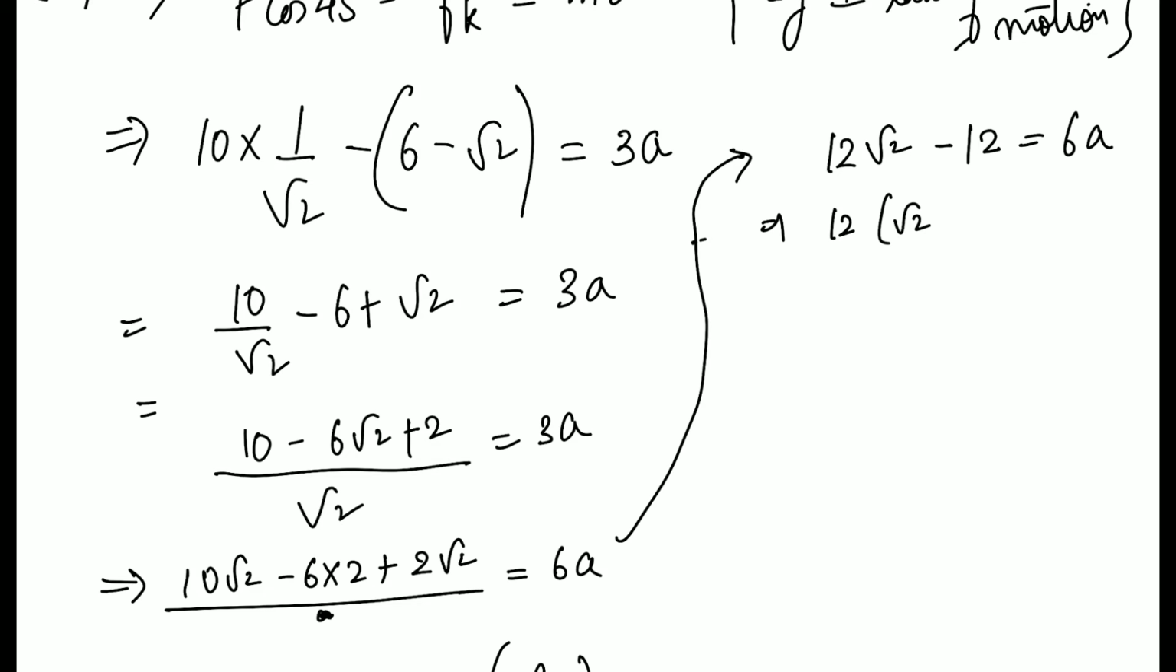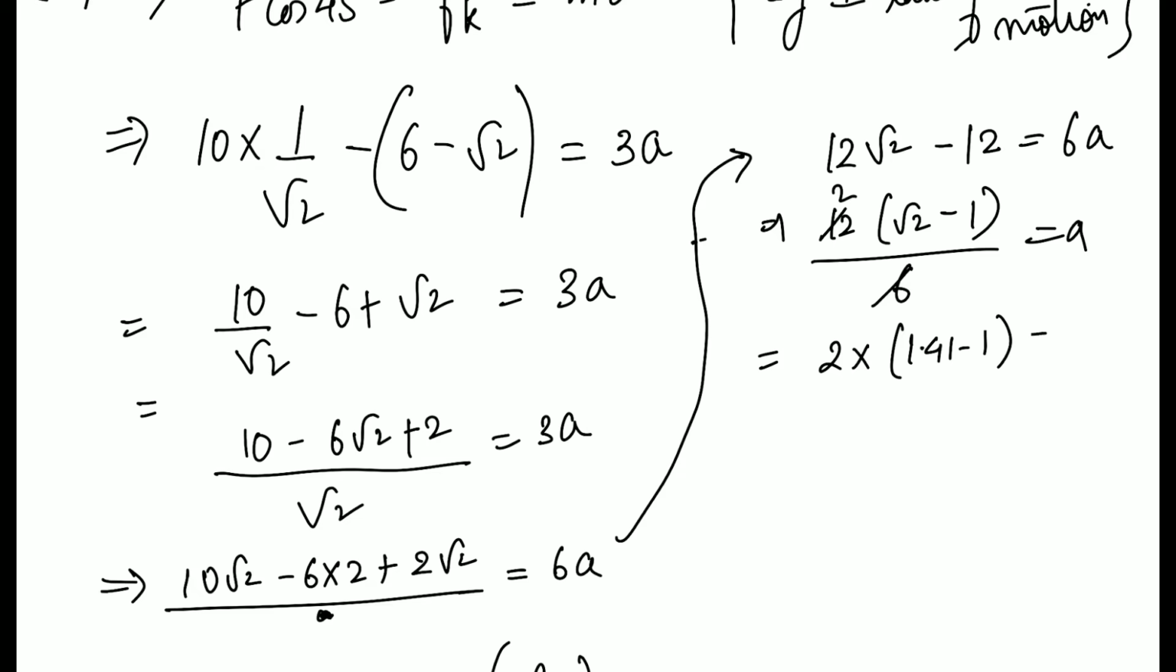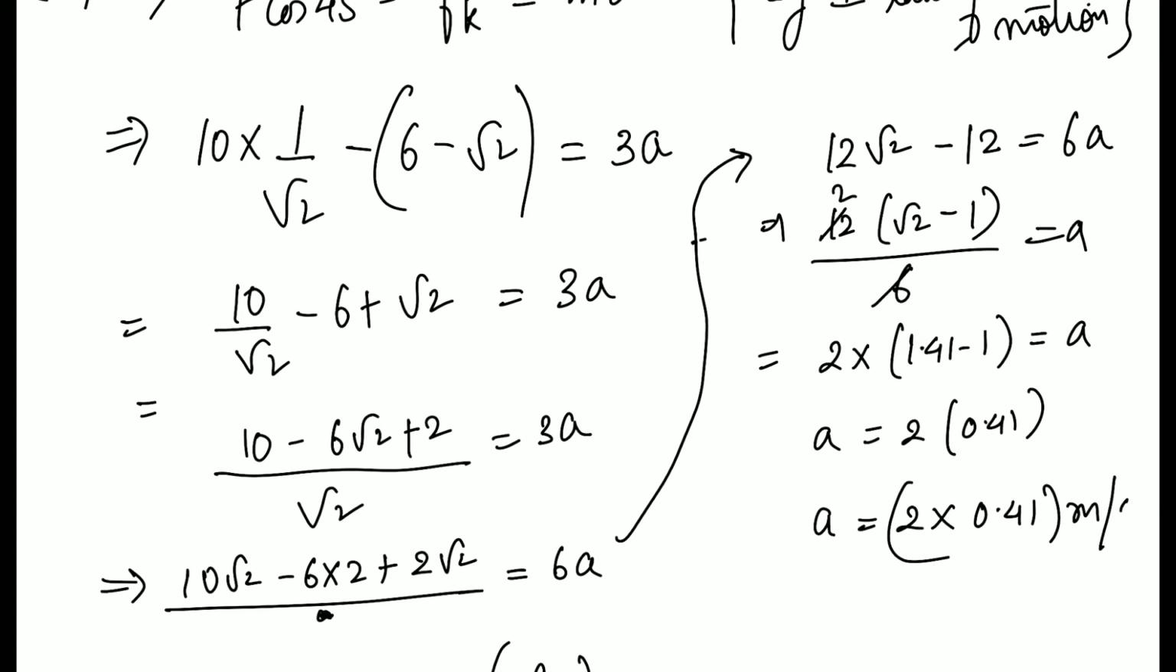Or simply, I'll take 12 common. This is root 2 minus 1 upon 6, right? This is 2 multiplied by 1.41 minus 1, which is equal to a, or simply 2 times 0.41. You will get the answer from here. So the acceleration comes out as 2 multiplied by 0.41 meter per second square. We can find out the value here.